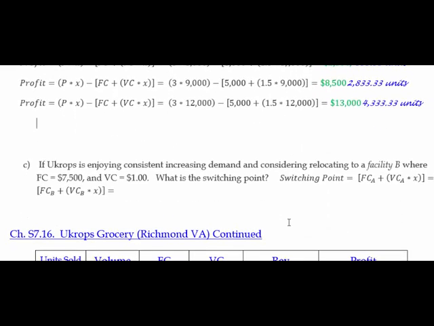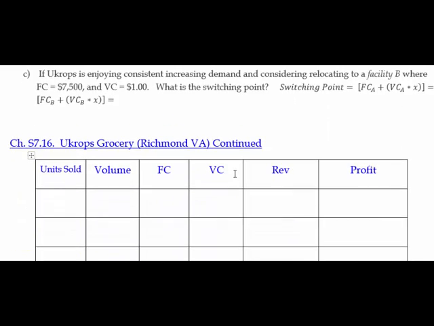So here, if U Crops is enjoying an increasing demand of these tongs, and they're considering maybe relocating to a new facility where the fixed costs are going to be higher, but the variable costs are going to be lower, down to $1 from $1.50, at what point then does it make sense for them to switch? At what point of sales does it make sense for them to switch between the less expensive facility, facility A at 5,000, to the more expensive facility B at 7,500?